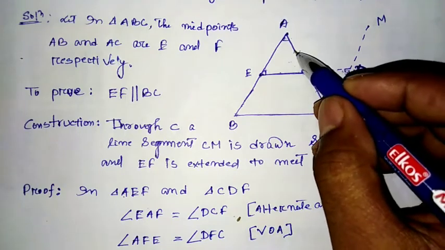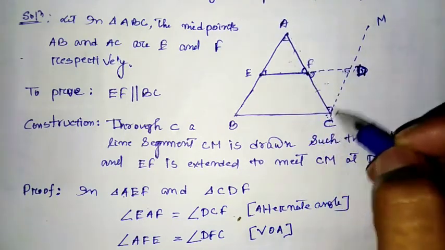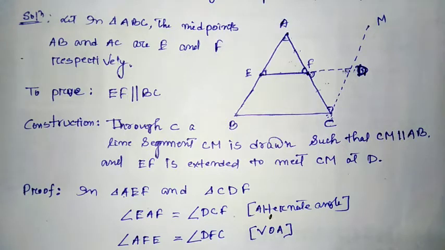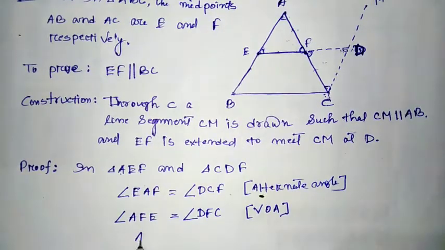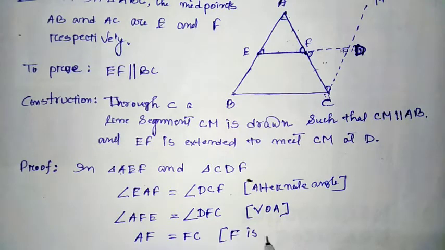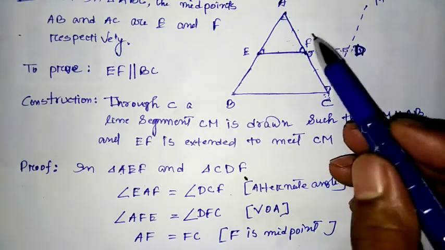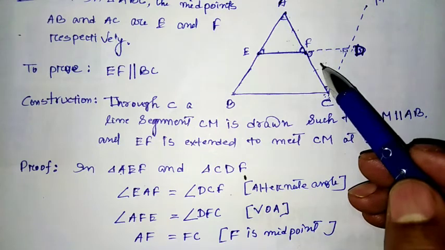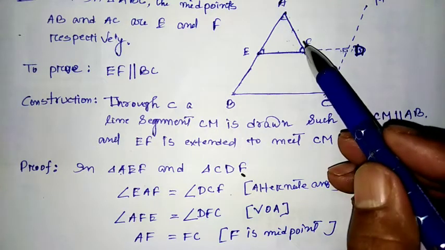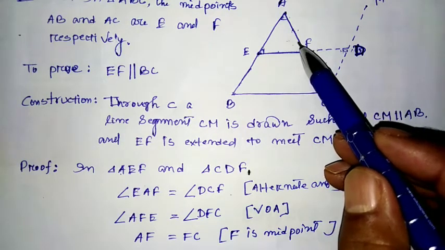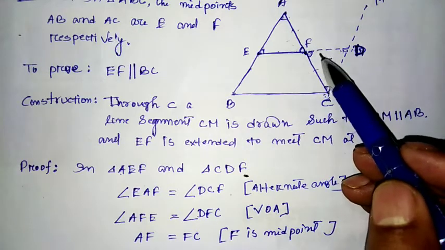Again see, AF is equal to FC, no? AF is equal to FC. Why? Since F is midpoint, no? F is midpoint. So that means three corresponding parts become equal. So no doubt we can say that these two triangles become congruent.